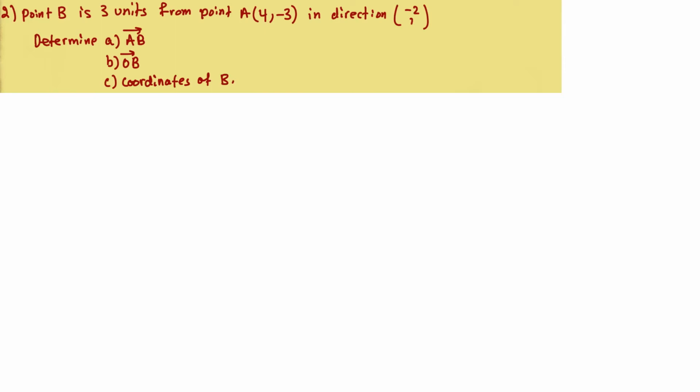So let's draw it out first. We got point B, which is 3 units from point A. So I'm going to draw a coordinate system, and point A is approximately 4, negative 3. So let's say this is point A, and 4, negative 3, and I'm just sketching everything. And that point B is in the direction negative 2, 1. So it's in this direction, and it's 3 units away.